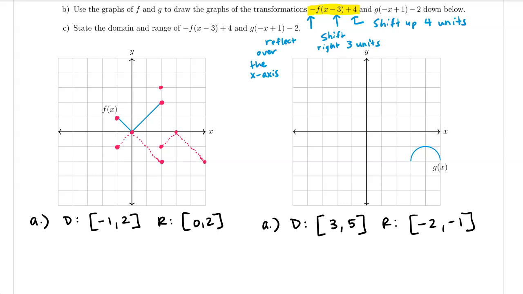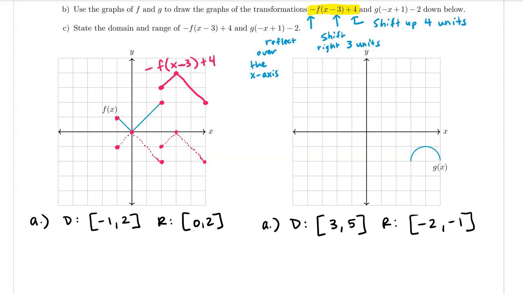That's going to end up here. My middle point is going to end up here. And then my right endpoint will end up there. And now I'm going to draw this solid to indicate that this is my final graph. And it's going to look something like that. So that is my transformed graph of f of x. And let's just label that. So that is negative f of x minus 3 plus 4.